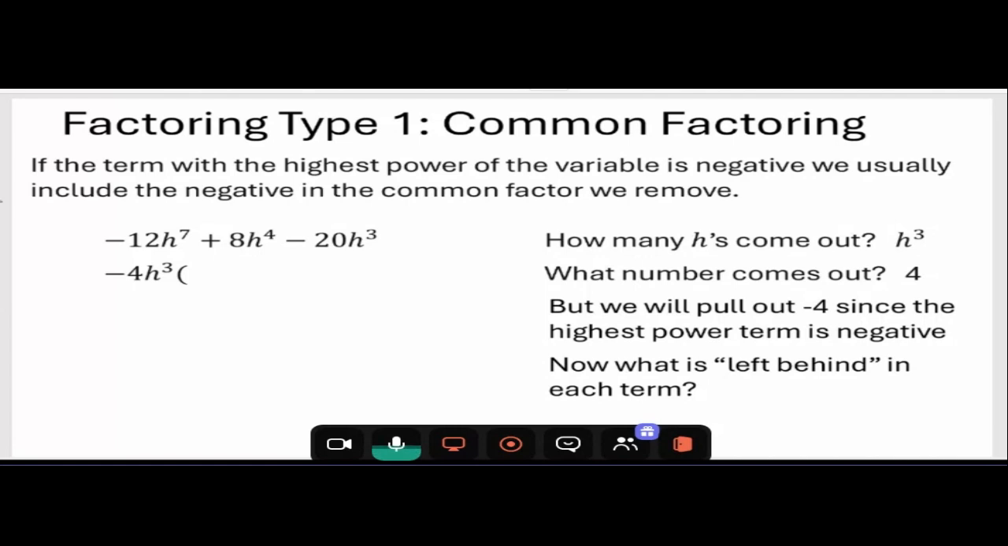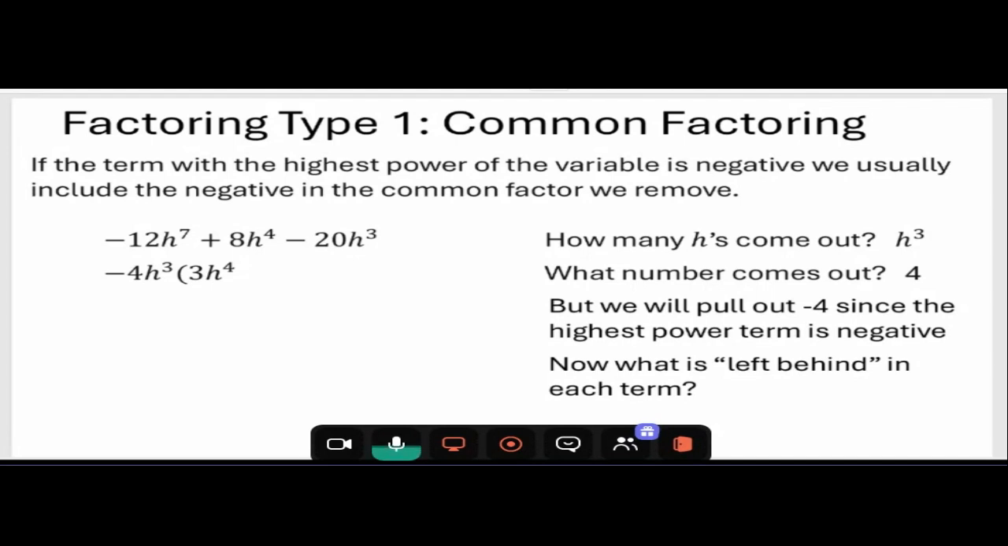So negative 12, let's try this without showing the divisions on the side. Negative 12, we divided out a negative 4. So negative 12 divided by negative 4 is positive 3. H to the 7, we divided out h cubed, so we took 3 of the 7 h's away. We're left with 4 of them behind. Again, you see very quickly how you don't think about that as division. You just think, I pulled 3 out and there's 4 left, right? I pulled 3 of the h's out of 7, so there's 4 of them left.